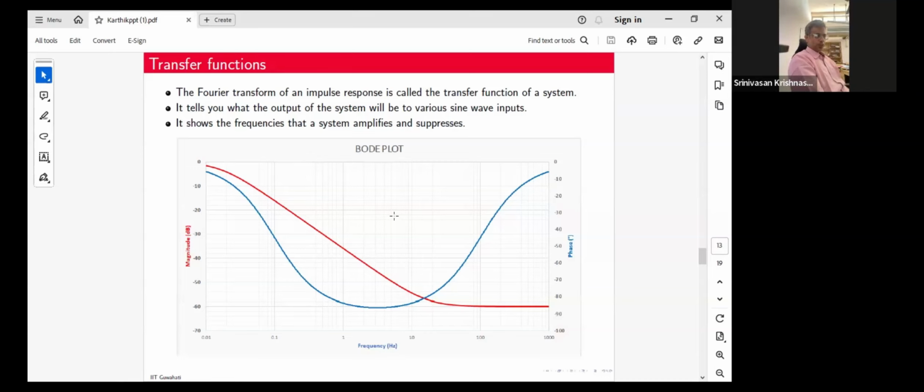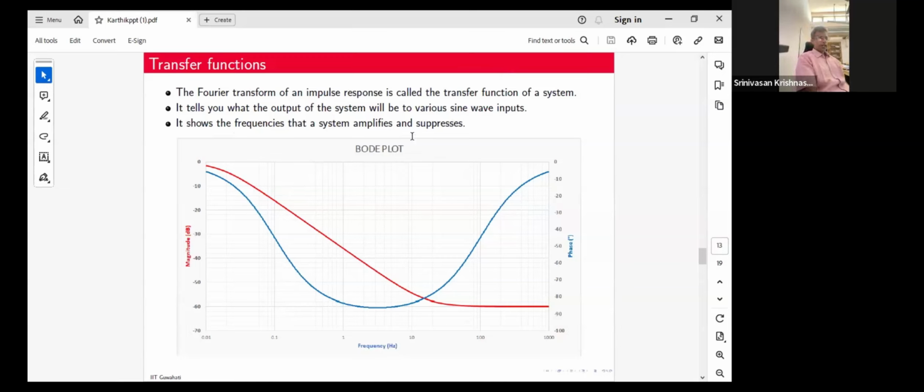every possible frequency. So it becomes very important for you to study the frequency response of the impulse response. You want to see the Fourier transform of the impulse response. So that kind of becomes extremely important.